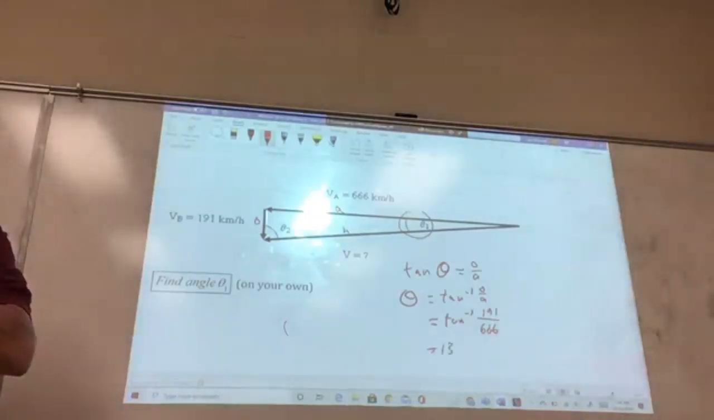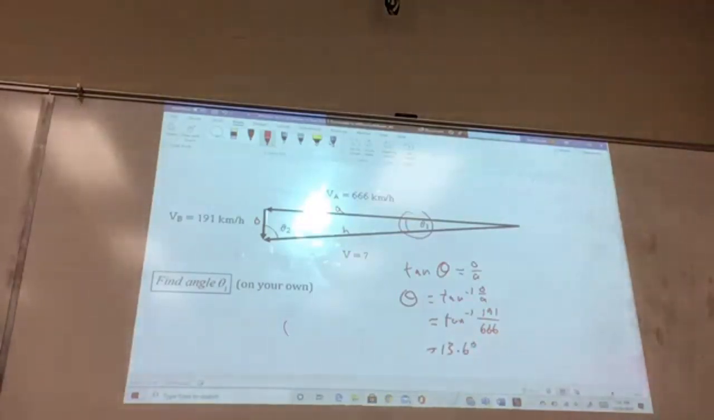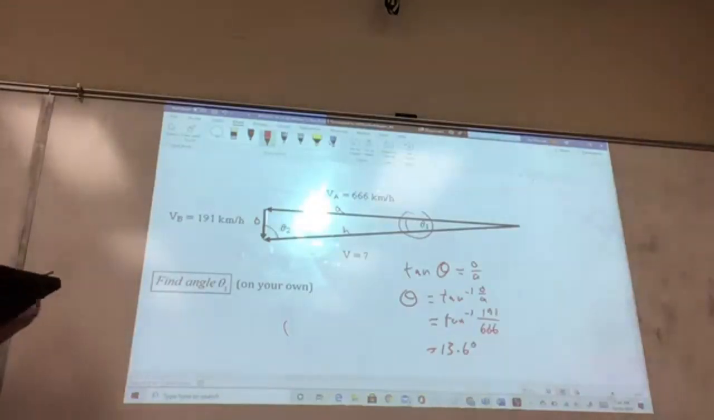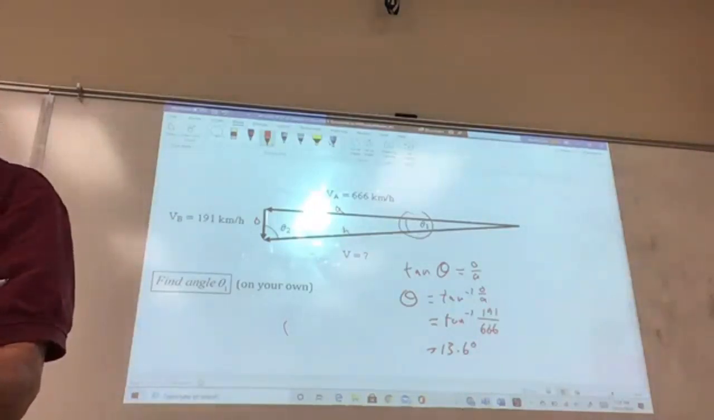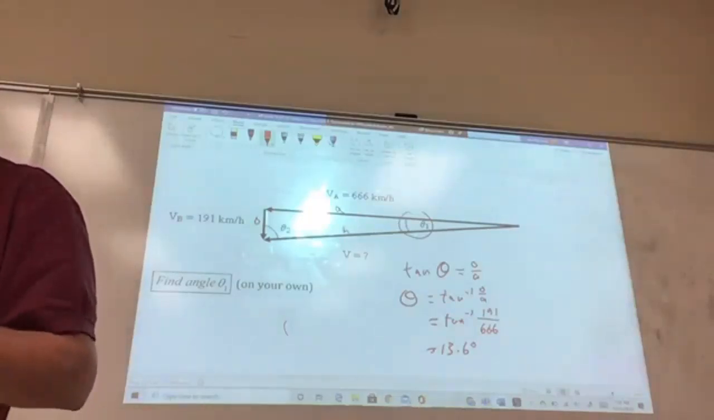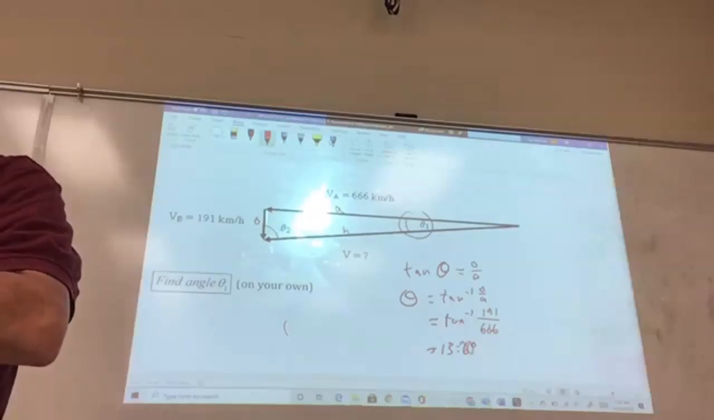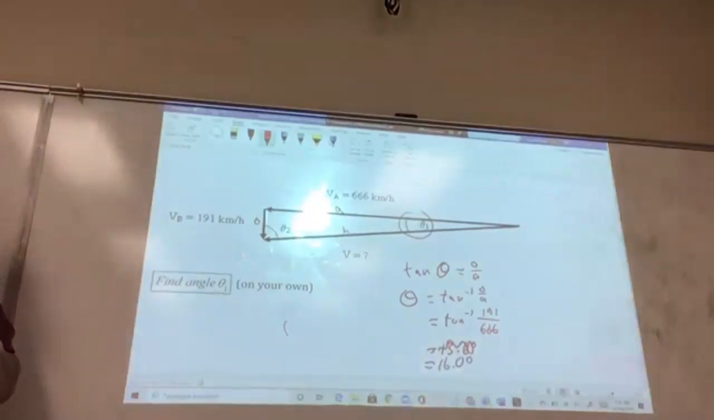Theta equals 13.6 degrees. Does anybody object to 13.6 degrees? Is that what we got? I got 16. Well, I'm glad you objected then. Oh, because it's 191, not 161, isn't it? Okay, you got 16.0. Thank you for objecting.